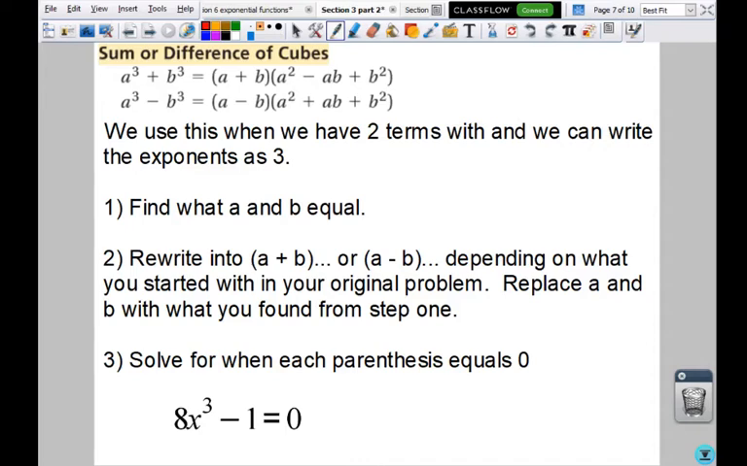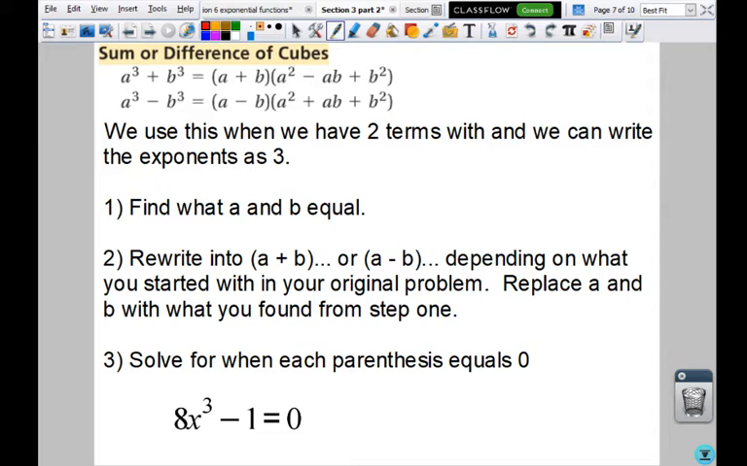Alright, so grab your notes, and we're going to do just these last 2 or 3 slides to finish them off. So, yesterday we did factor by grouping and difference of squares. Today we're going to do the sum or difference of cubes, which is very similar to the difference of squares. Same type of idea.